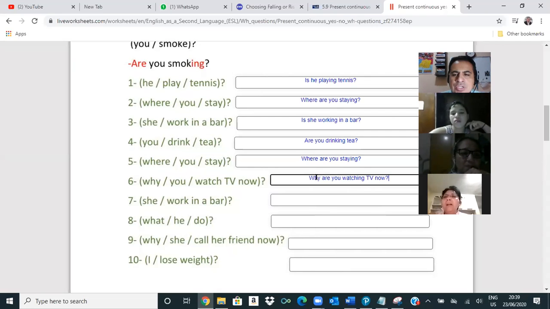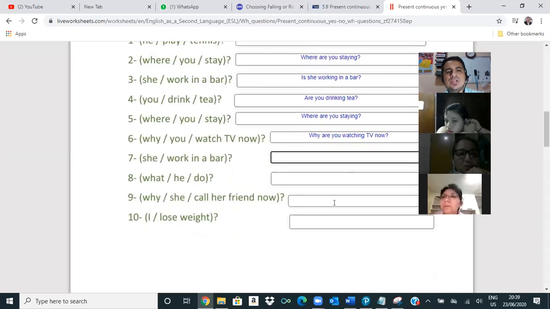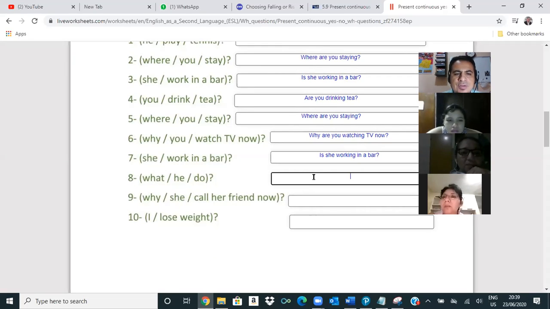Okay. Remember the structure. La estructura es WH, verb to be, subject, and a verb with ing. Number seven. Is she working in a bar? Very good. Number eight.